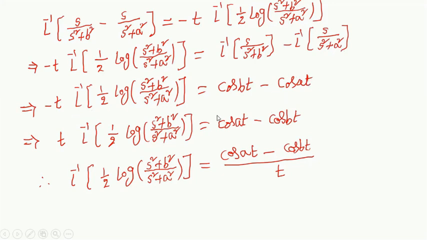Now multiply by minus on both sides, then you can get t into L inverse of 1 by 2 log of s square plus b square by s square plus a square is equal to, what happens if you multiply by minus? This becomes plus cos at minus cos bt. So take t from left to right. Here t is multiplying, so if you take it to the right side, it divides the function. Now L inverse of 1 by 2 into log of s square plus b square by s square plus a square is equal to cos at minus cos bt by t.